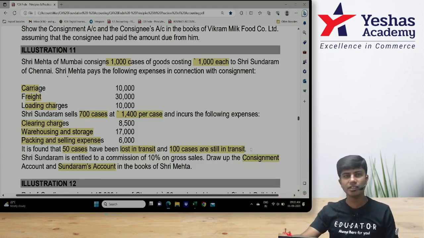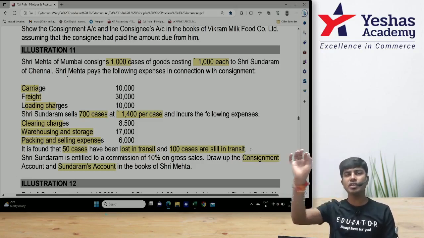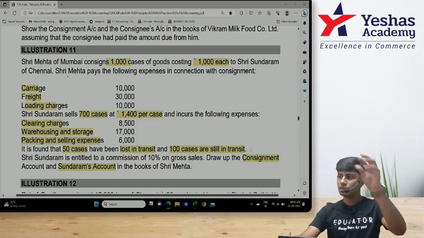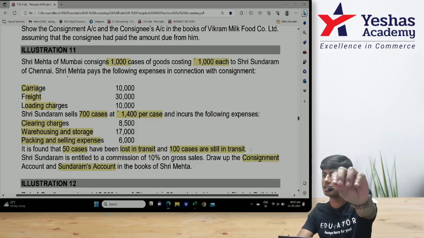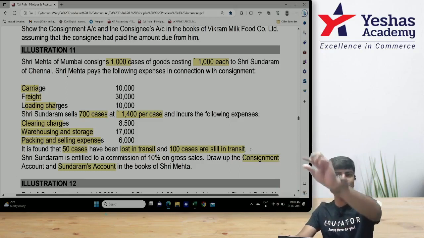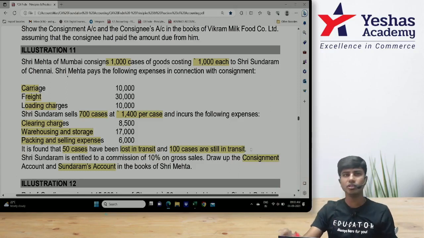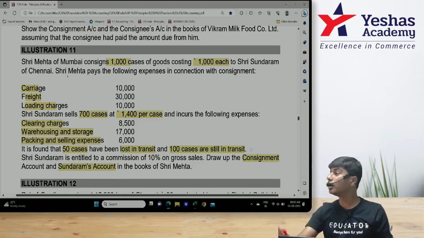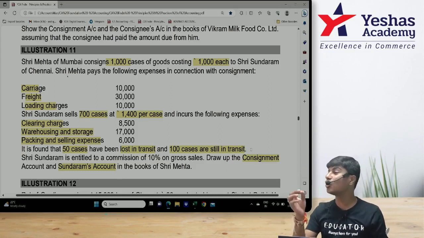Are you getting it? Yes, sir. No. So, what do we write? We'll write stock with consignee. We'll write below that, goods in transit account. We'll not write that value as there with consignee. It's still in transit. We'll write below that. Balance carried on when you write, no. We'll write the stock with consignee and then below that, goods in transit account.